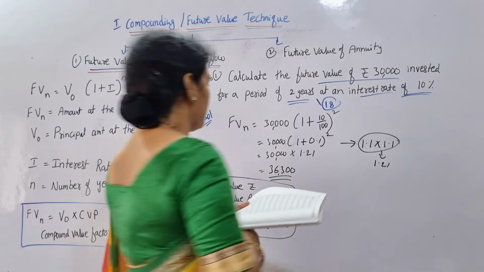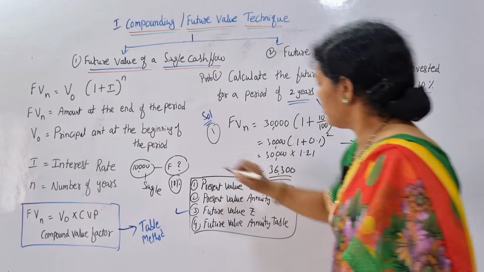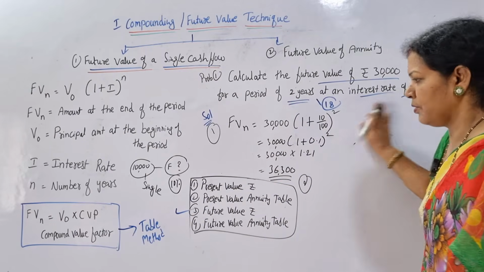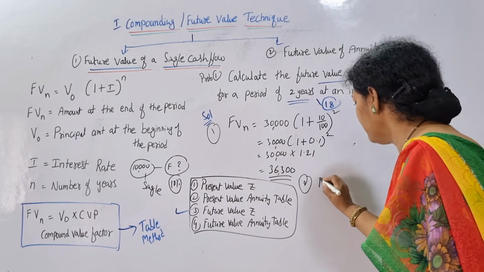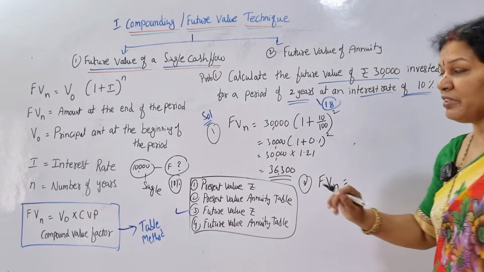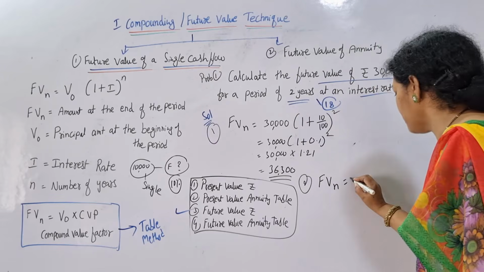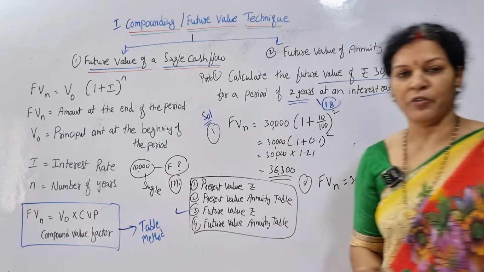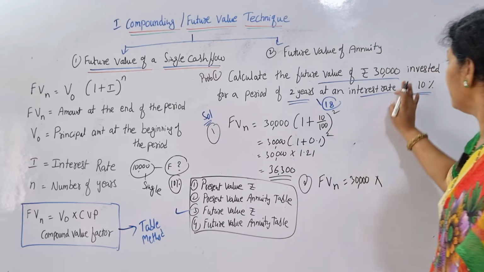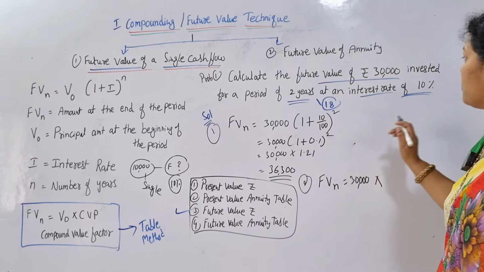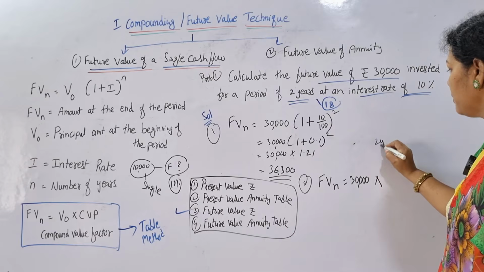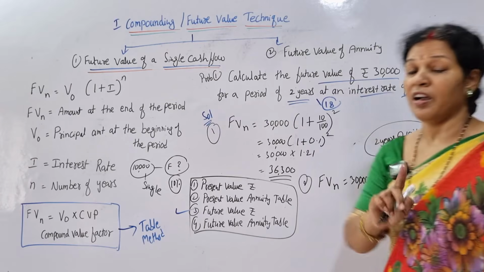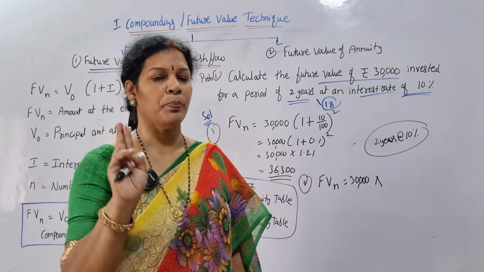First we'll write the formula. This is one method. Second method is as per the table. What is the formula? FVN is equal to V0, where V0 is 30,000, into CVF, compound value factor. How much you have invested: 30,000. How many years? 2 years at the rate of 10%. Remember, 2 years at the rate of 10%. This we have to see in the table. Only 2 points we require: how many years and how much percentage.